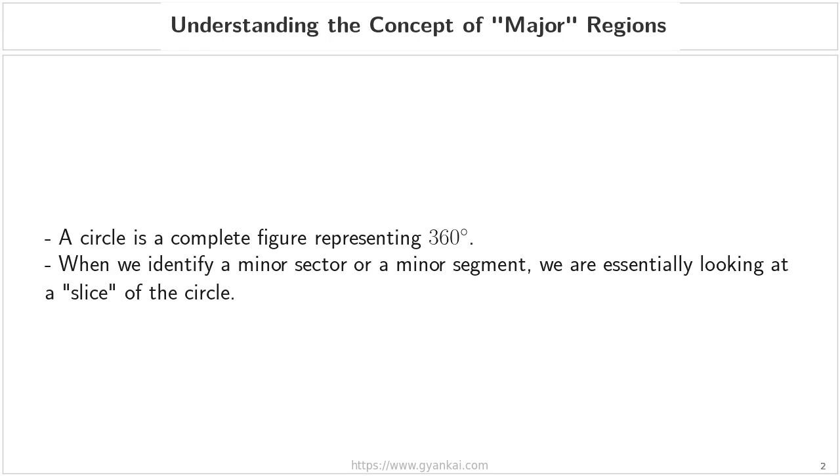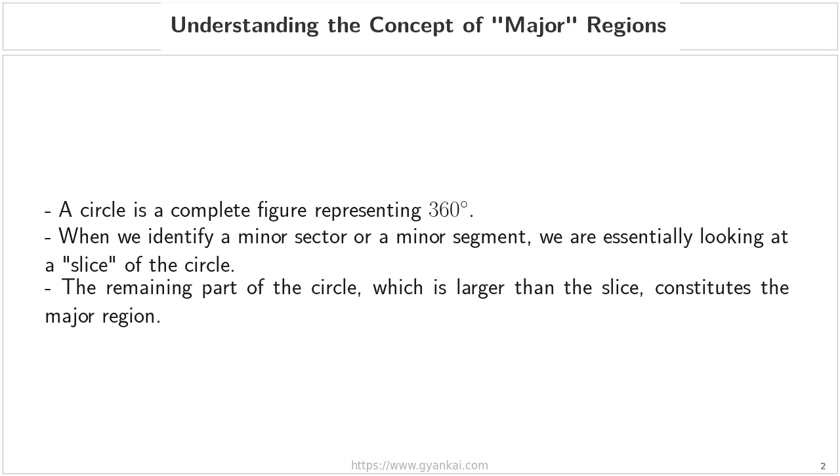Understanding the concept of major regions. Now that we've introduced the topic, let's dive deeper into what we actually mean when we use the word major. Think about a circle as a complete, whole figure, representing a full 360 degrees. When we previously studied minor sectors or minor segments, we were essentially looking at just a small slice or a small cap of that circle. The major region is simply everything else that is left over, the larger part of the circle that remains after you've removed that small slice.